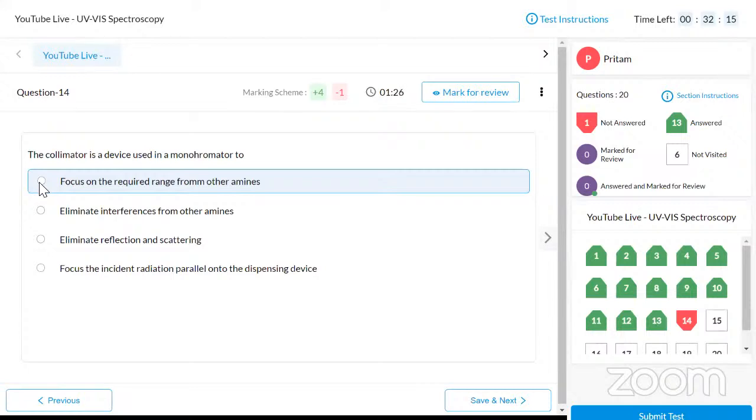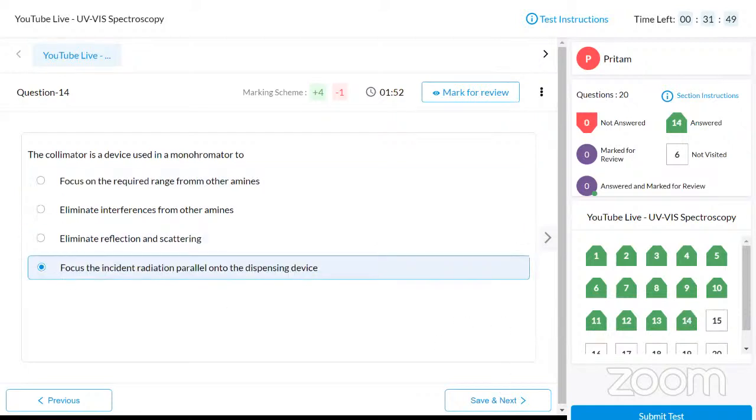So the sole purpose of the collimator is your option D, which is to focus incident radiation parallel onto a dispersing device through which it will pass through your sample, and that particular wavelength of light will interact with your sample, and the sample molecules will interact with the light which has entered and it will give you that particular absorbance. So the answer is option D.